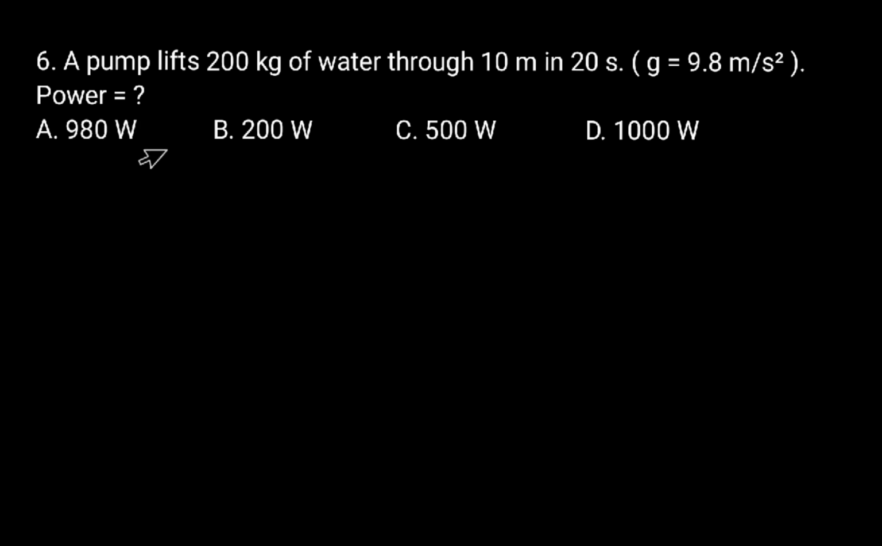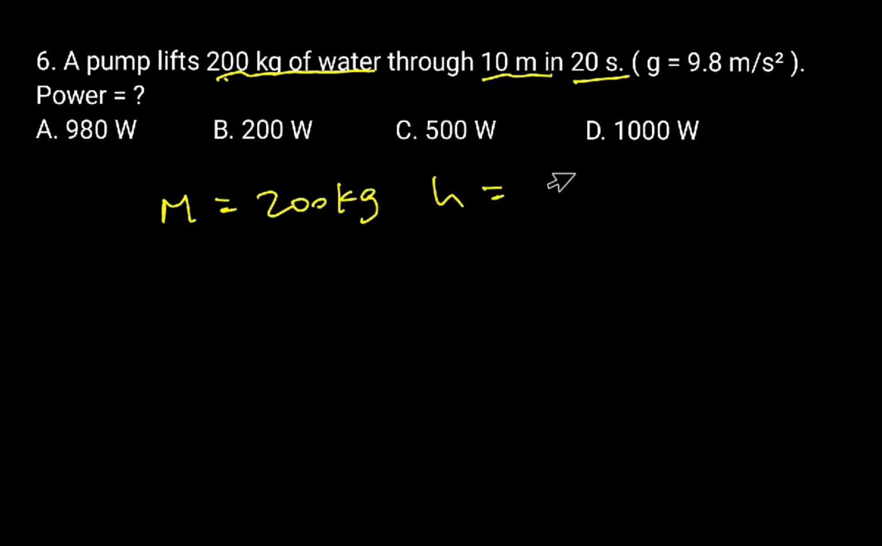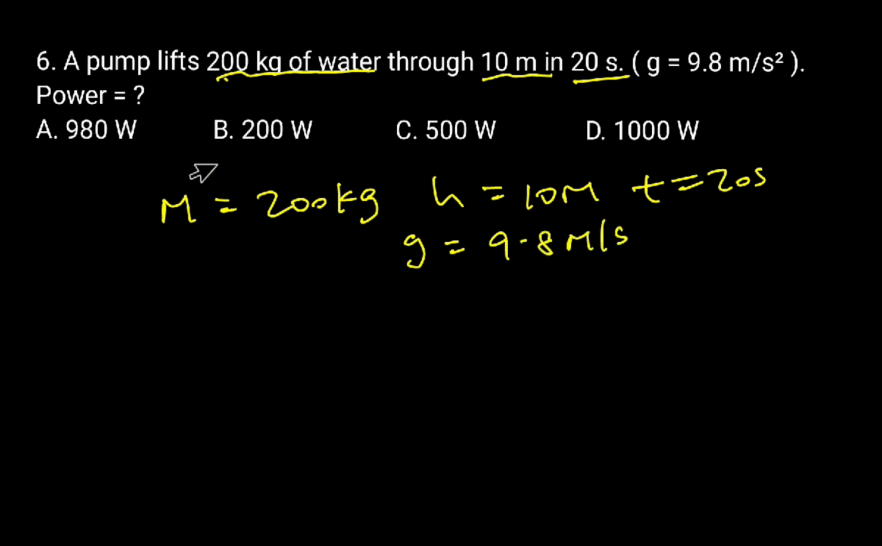So this is the final question. It says a pump lifts 200 kg of water through a height of 10 meters in 20 seconds. Find the power that is done by this pump. So we are given the mass of the water is equal to 200 kg, and then a height of 10 meters, and then the time is 20 seconds. We are given acceleration due to gravity as 9.8 meters per second squared. We are asked to find the power of the pump.